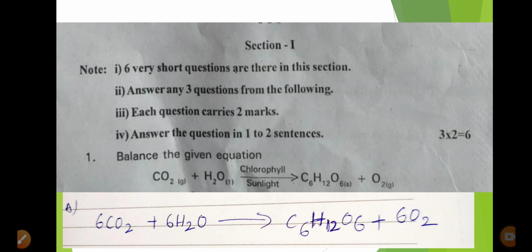Here in the first section, we have 6 very short answer questions. We have to answer any 3 questions. Each question carries 2 marks and we have to answer in 1 to 2 sentences.